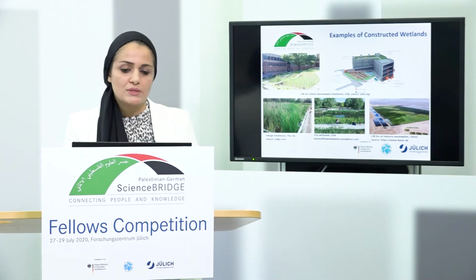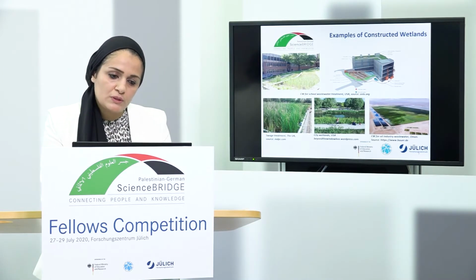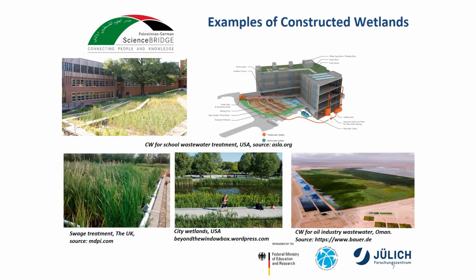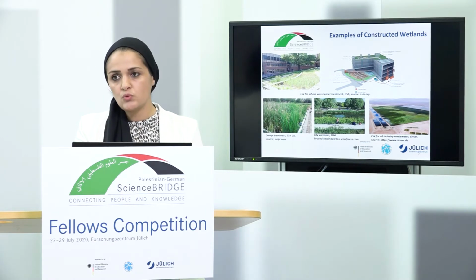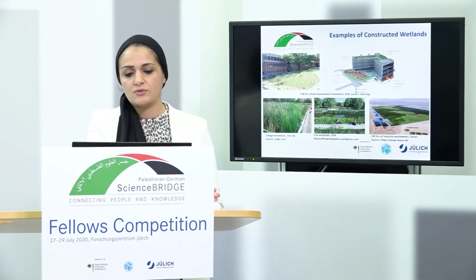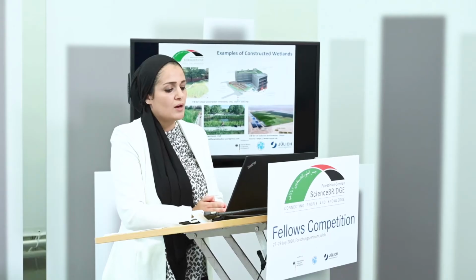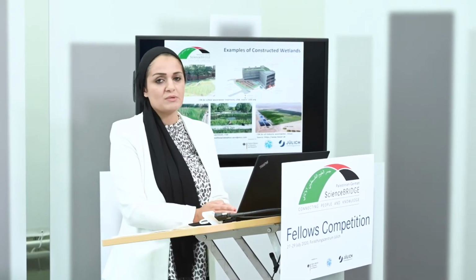I just want to show you some samples of constructed wetlands. The first one is a constructed wetland for a school in the United States. Actually, this was in Washington, I guess. And you can see that all the school wastewater is connected to the constructed wetland. After that, the water generated from this constructed wetland is used to irrigate crops and trees within the school. There's another example about sewage treatment in the UK.